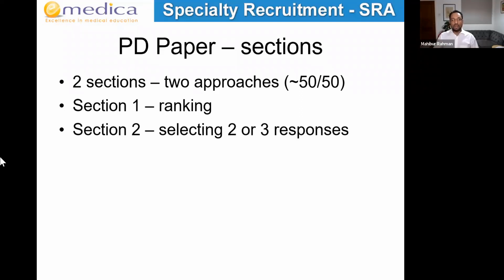So section 1, you get a scenario and you have to rank options from best to worst, okay? Section 2, you'll get a scenario with more options. You have to pick things that go together to make one response. I'll show you what I mean. Let's do a section 1 question, okay?